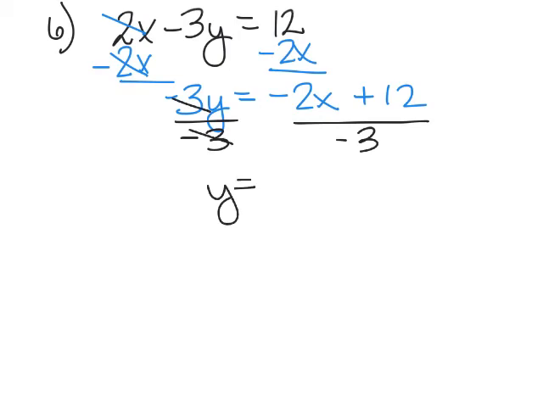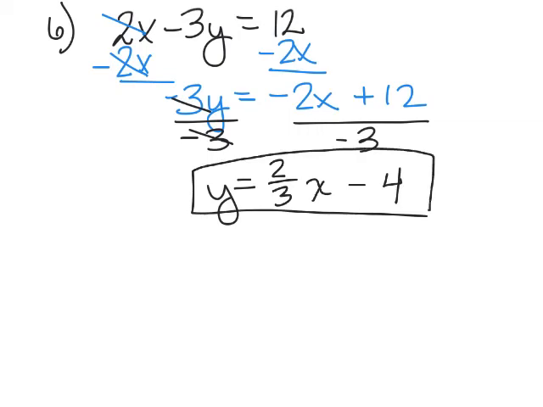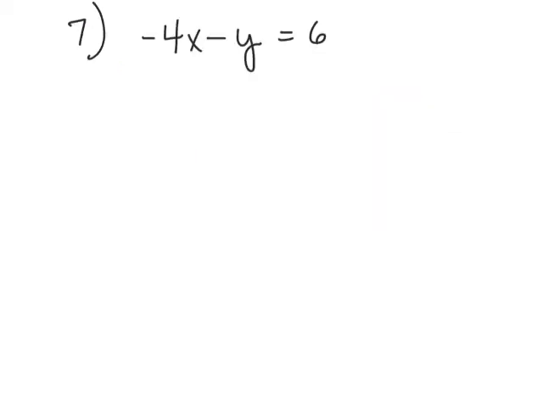And negative 2 divided by negative 3, I hope we know that negative divided by negative is going to give us positive 2/3. And 12 divided by negative 3 is negative 4. Here is my slope-intercept form of that equation. We're going to practice slope-intercept form one more time. Again, we need to write this equation in slope-intercept form. So to practice that, we'll solve for y.